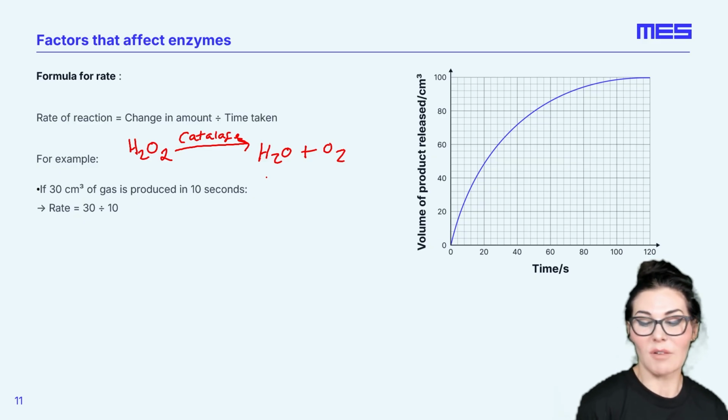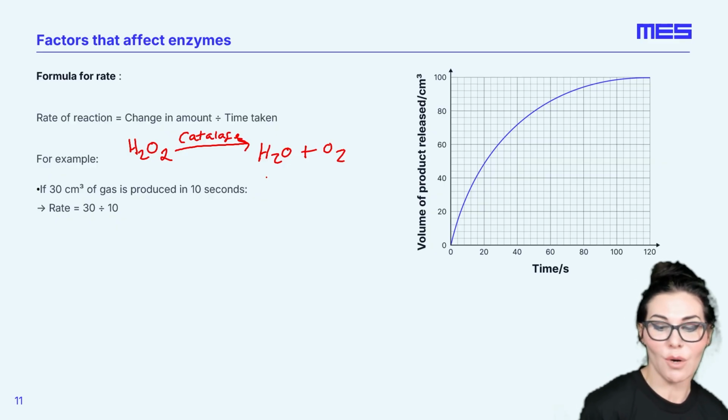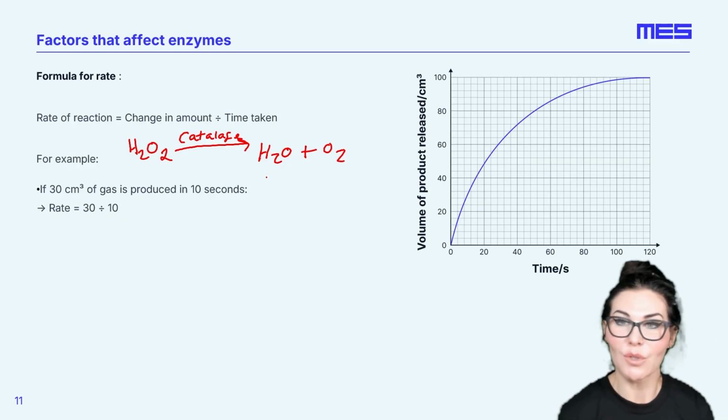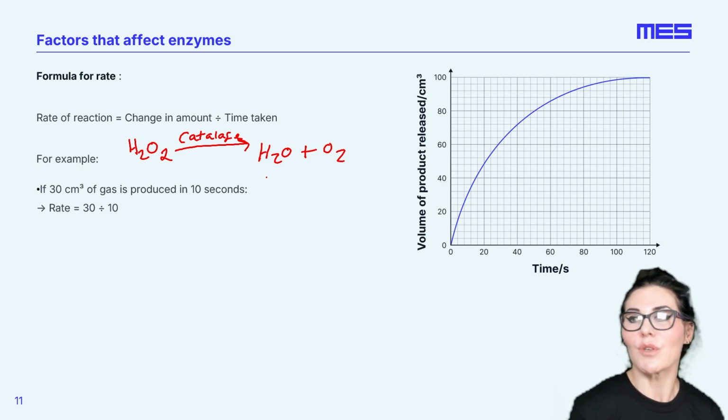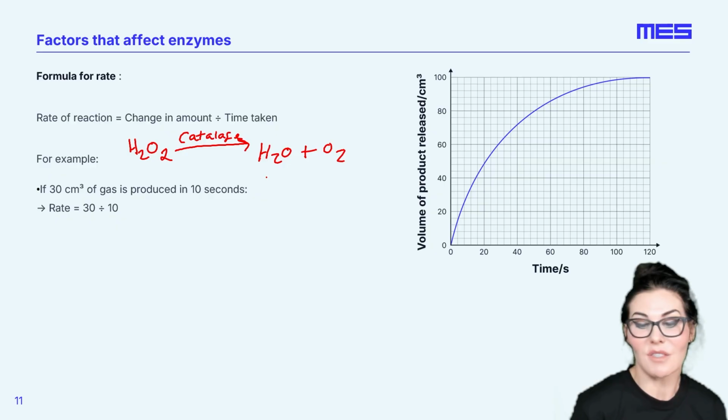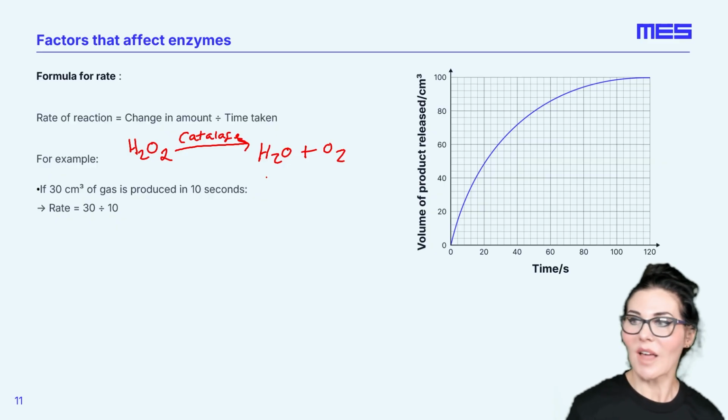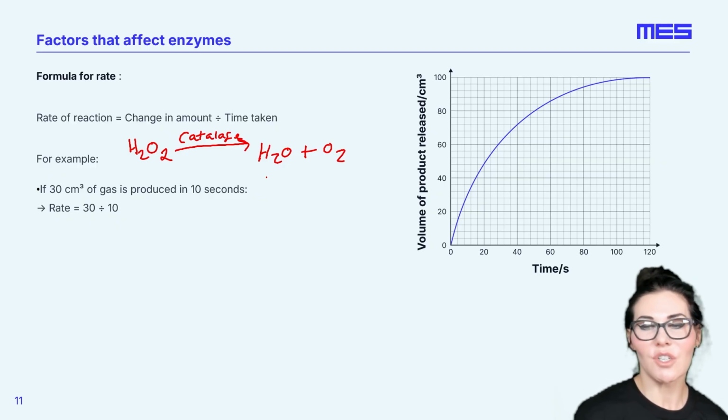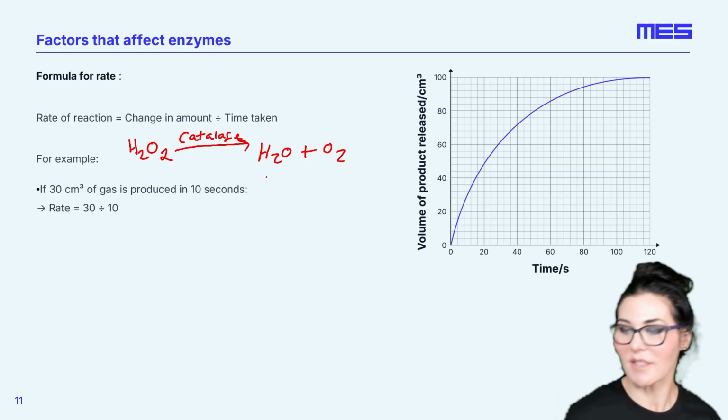Now, it's very, very difficult to collect the water because if you've got all the reaction going on in a conical flask, for example, it's all fluid. How would you know how much of that fluid was still hydrogen peroxide and how much of it was water? That would be impossible to measure. But you could measure the volume of gas produced by collecting the gas in a syringe, for example. So let's say you managed to collect 30 centimetre cubed of the oxygen gas in 10 seconds.